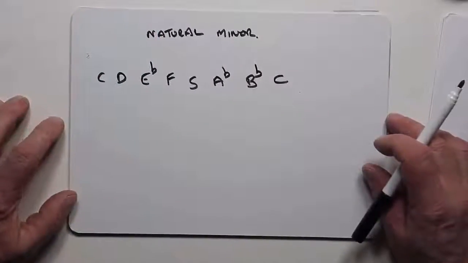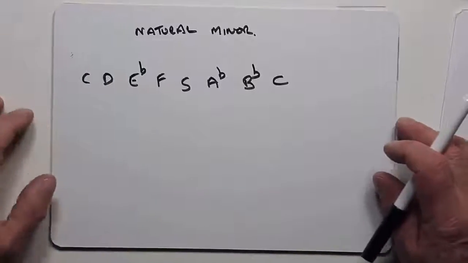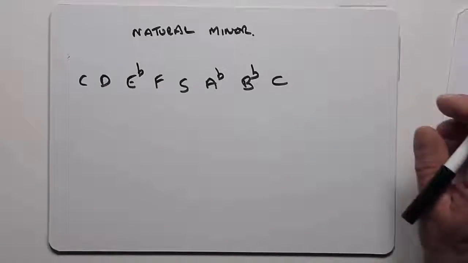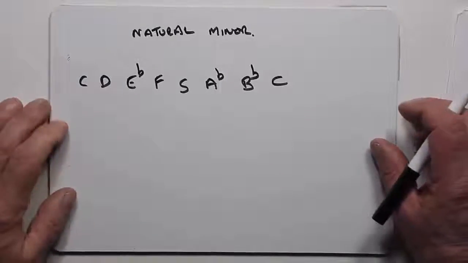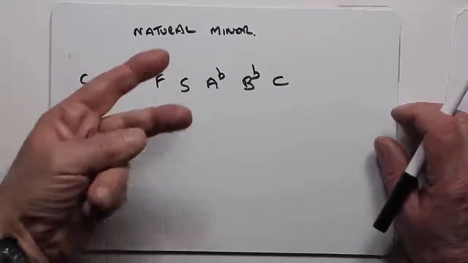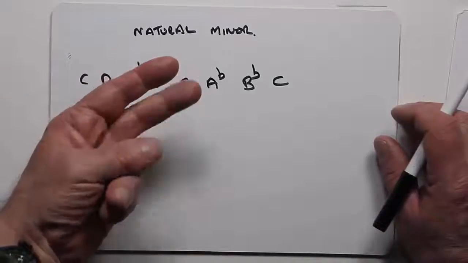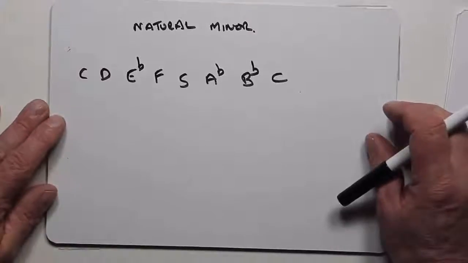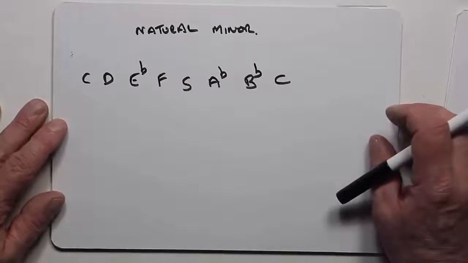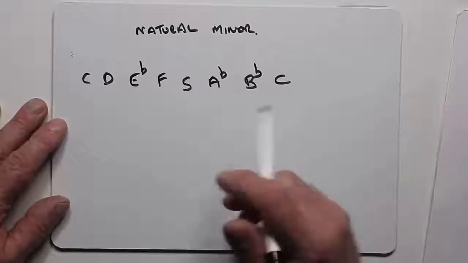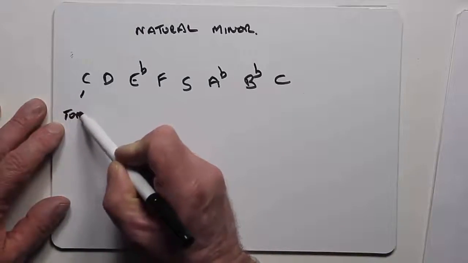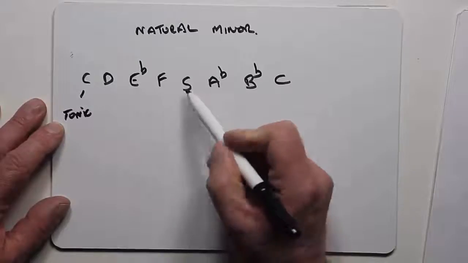Okay, so we're looking at a natural minor scale, also known as Aeolian, because it's the 6th mode of a major scale, which in this case would be E flat major, wouldn't it? E flat, F, G, A, B, C. So it's the 6th mode of E flat major. And the names are pretty much the same. This is called the tonic, which again is the most important. And then we've got the dominant.